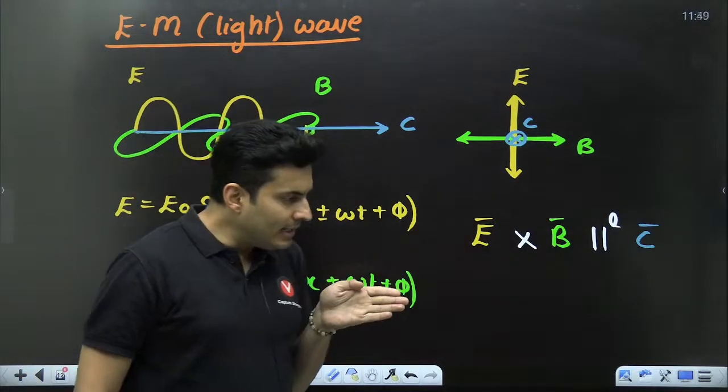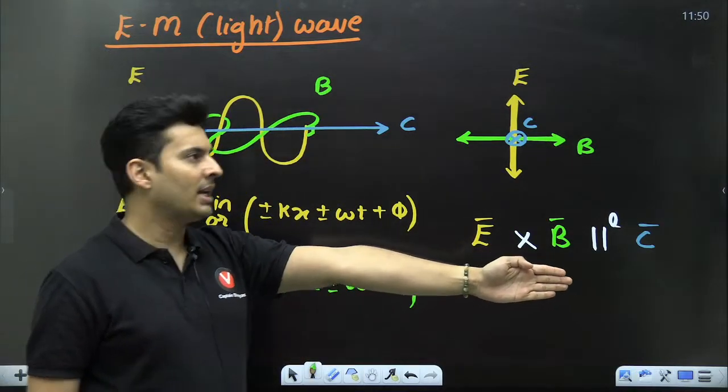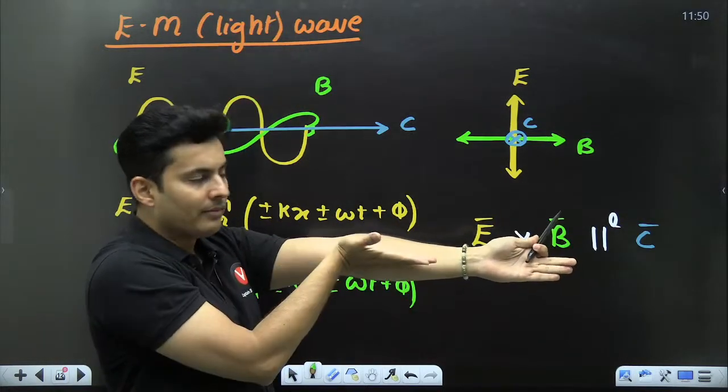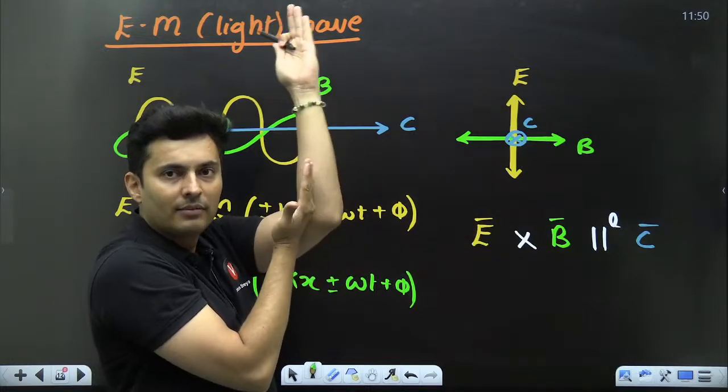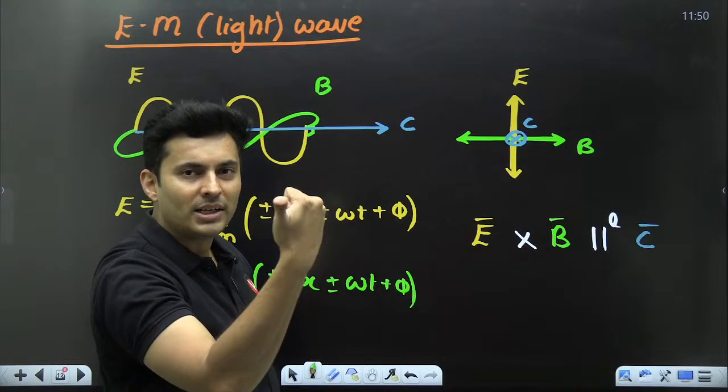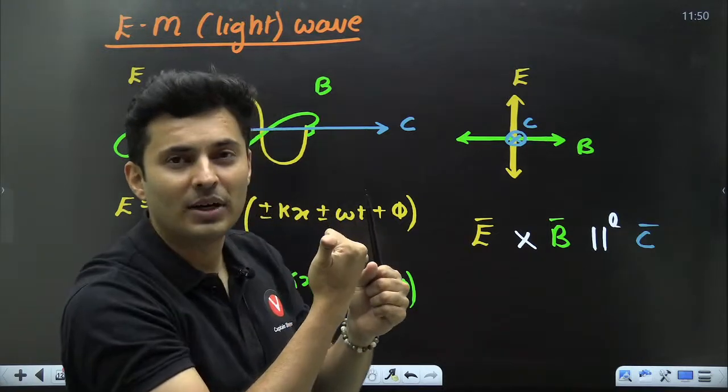Example, the electric field is along the x-axis and the magnetic field is along the y-axis at some instant. You do electric field cross magnetic field. The thumb will point towards you. That means the light is coming towards you.